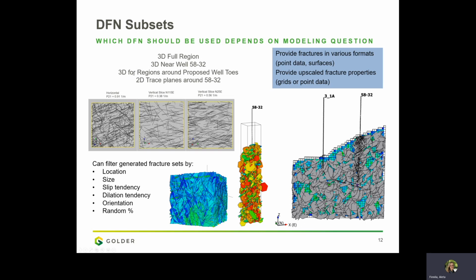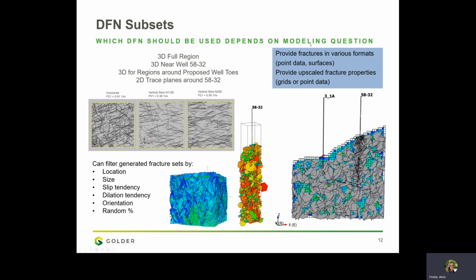If you're modeling in three dimensions, you might want a certain subset of the fractures, versus if you're modeling in only two dimensions, you might have different requirements. These DFNs can be filtered based on their location, their size, and the relationship between their orientation and the regional stress field, which describes how easy they might be to slip or dilate under enhanced pore pressure during stimulation. So we can filter them by orientation, or perhaps just take random percentages if that's appropriate for your modeling region.